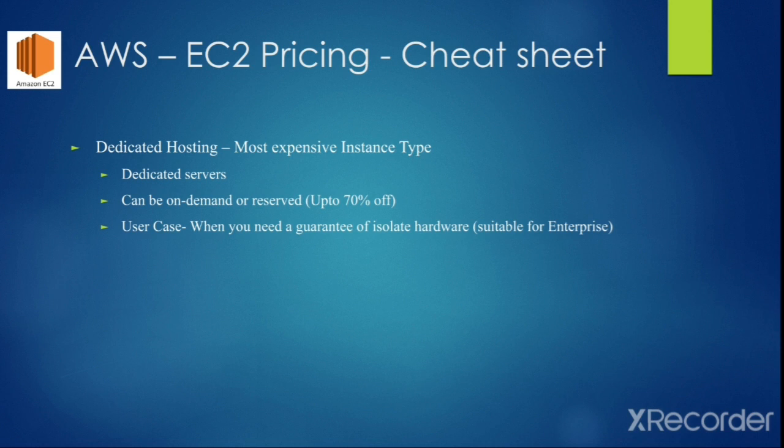And the dedicated hosting, the most expensive instance type in AWS EC2. So this is only for dedicated hosting. While choosing your instance type, if you need a dedicated EC2 instance for your servers or applications, then go with dedicated hosting. This is for dedicated servers, can be on-demand or reserved, up to 70% off. And the use case is when you need a guarantee or highly isolated hardware for your applications. This is mostly suitable for enterprise-level organizations. So that's it on dedicated hosting.